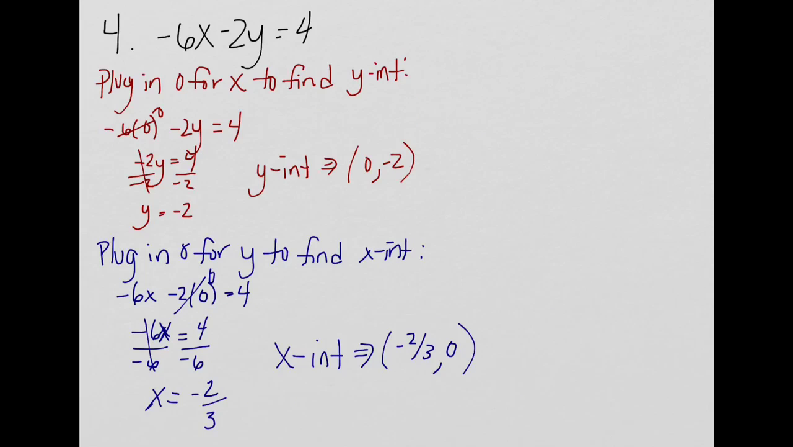All right, and same thing with number 4. In red, again, not moving it into slope-intercept form because that's kind of a waste of time here. We're not graphing. So we're going to plug 0 in twice. The first one in red is plugging in 0 for x in order to find the y-intercept, and here's your answer. The second time, it's plugging in 0 for y in order to find your x-intercept, and here's your answer.